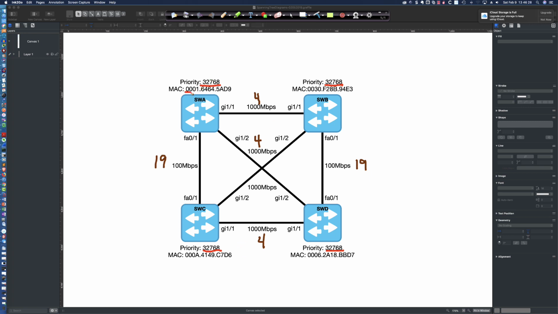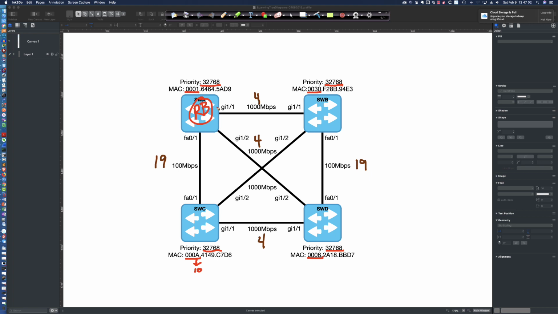So here we have 0001, 000A, 0006, and then 0030. Here is my root bridge because 0001 is lower than 0030. It's lower than 0006, and it's definitely lower than 000A. Remember, A in hex is equivalent to 10 in decimal, right? So there's my root bridge.